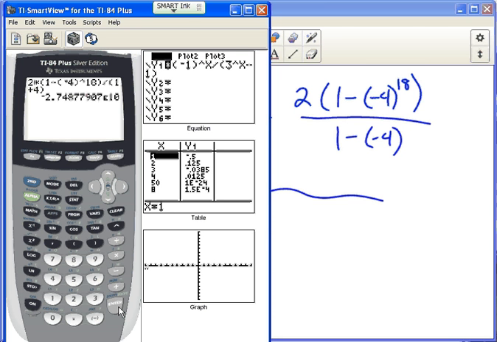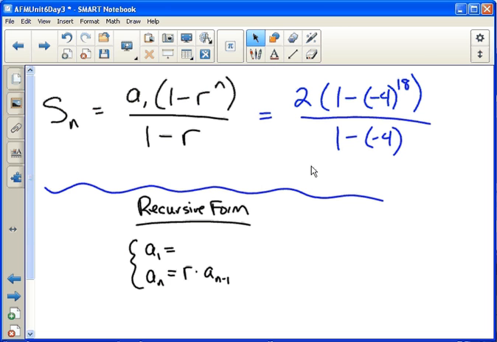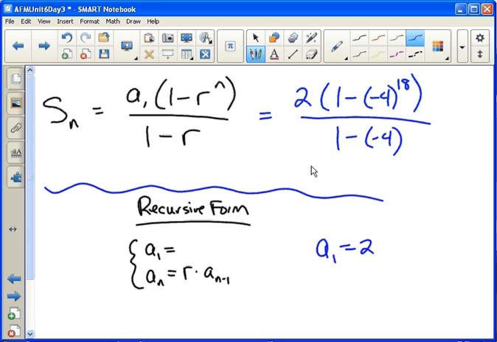Now the last thing I wanted to show you is just the recursive form. The recursive form is very simple. You would just plug in whatever your first term is, and then you just plug in your R. So for example, on the one we just did, the recursive form would be A1 equals 2, and then AN equals negative 4 times AN minus 1. So the recursive is very simple. Just put your first term in, and then multiply by your common ratio.